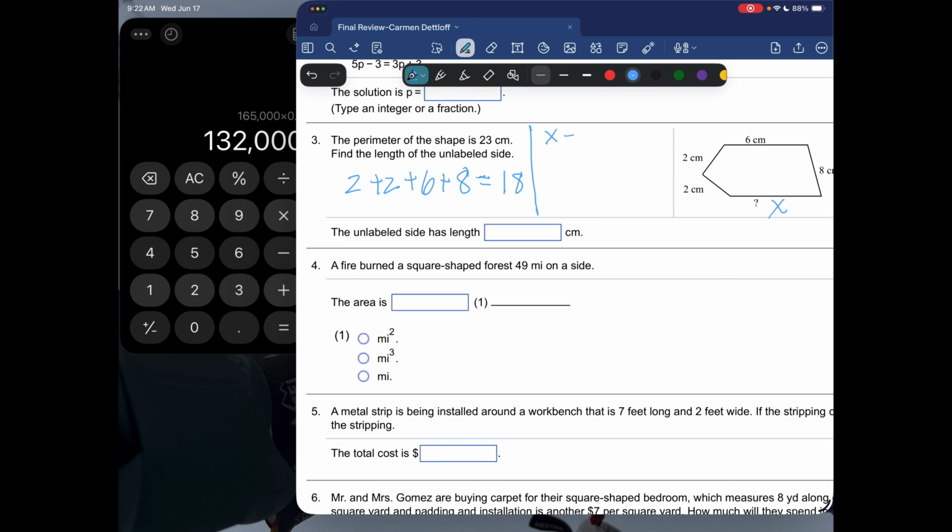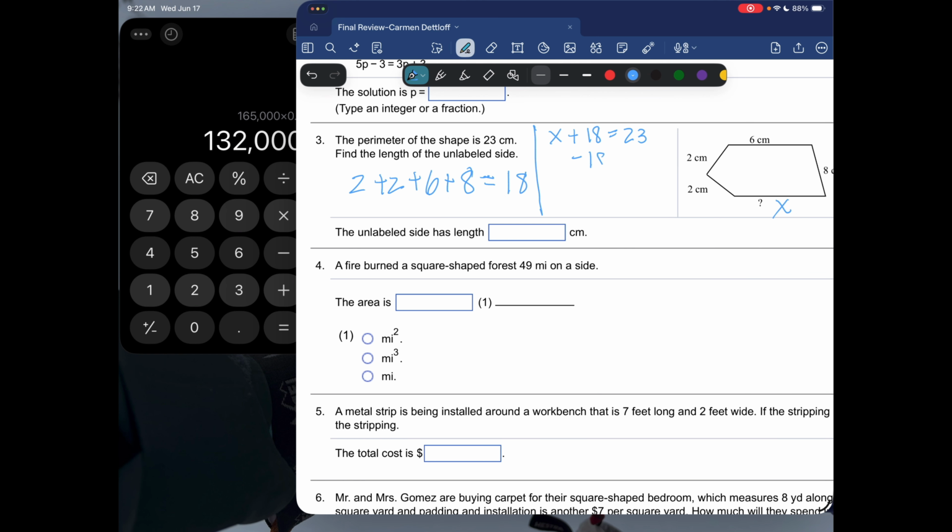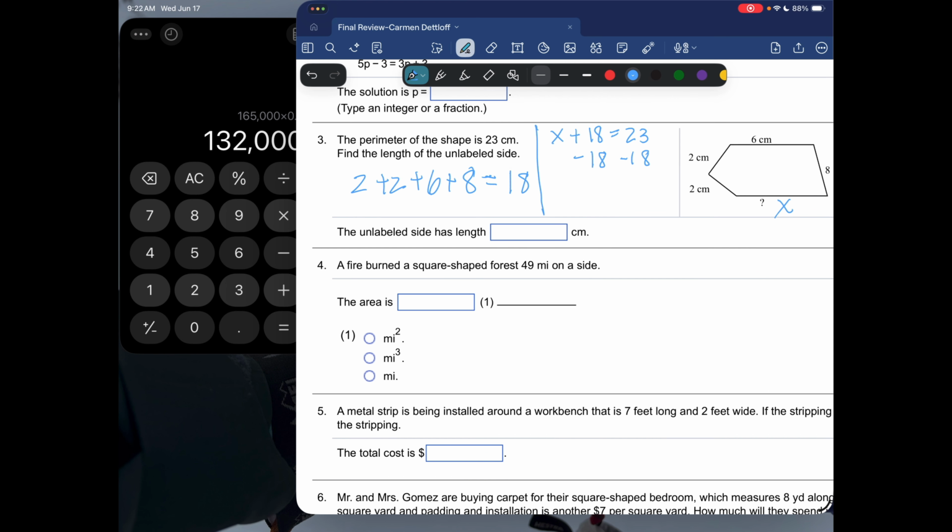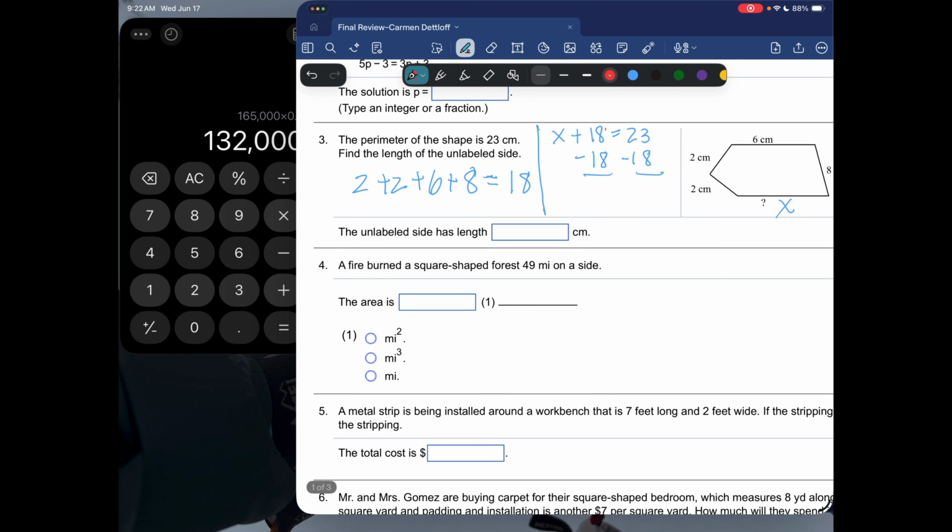So x plus 18 equals my total perimeter, which they said was 23, and I'm going to subtract 18 from both sides. Cancels over here. I'm left with x equals 5 centimeters.